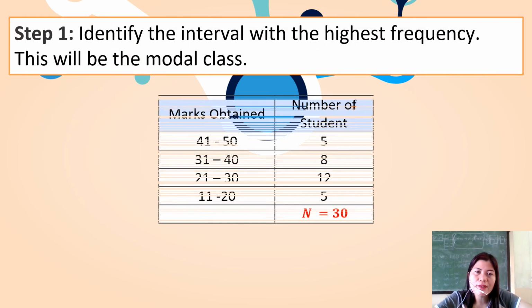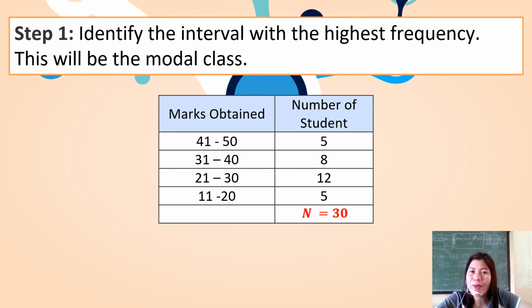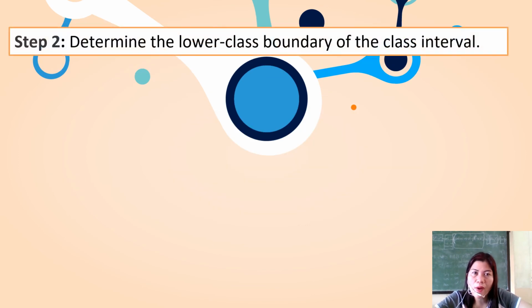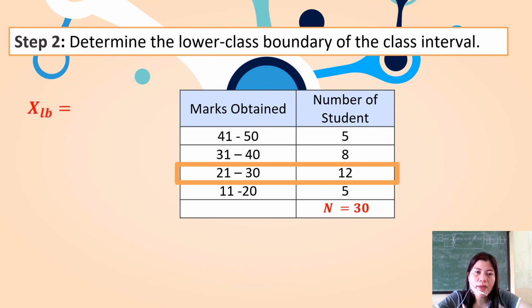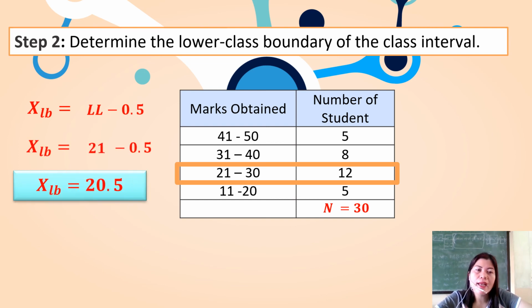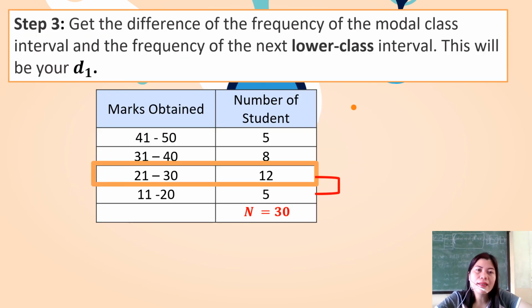So, here is the table. Again, you are going to identify the interval with the highest frequency. This will be the modal class. Okay? So, you have there 12 as our modal class. So again, you are going to determine now the lower class boundary of the class interval. So you have marks obtained, these are our scores, and number of students. So therefore, the lower limit is 21 minus 0.5 and then the XLB or the lower boundary is 20.5.